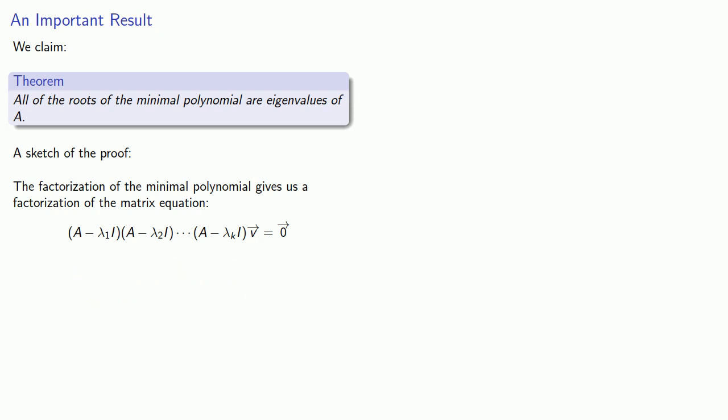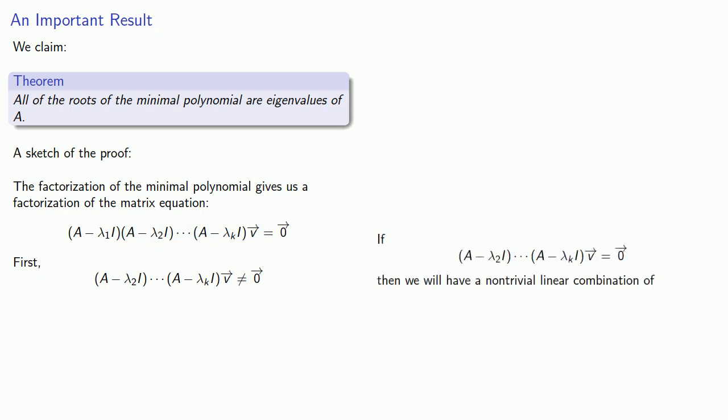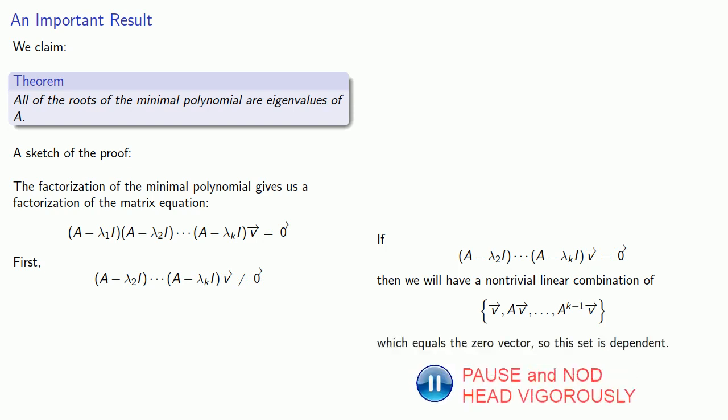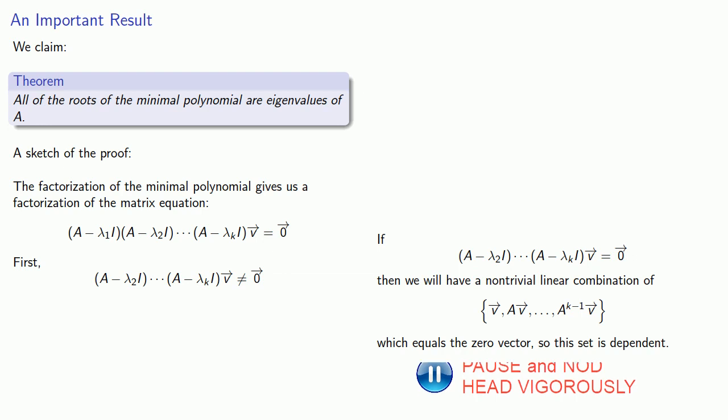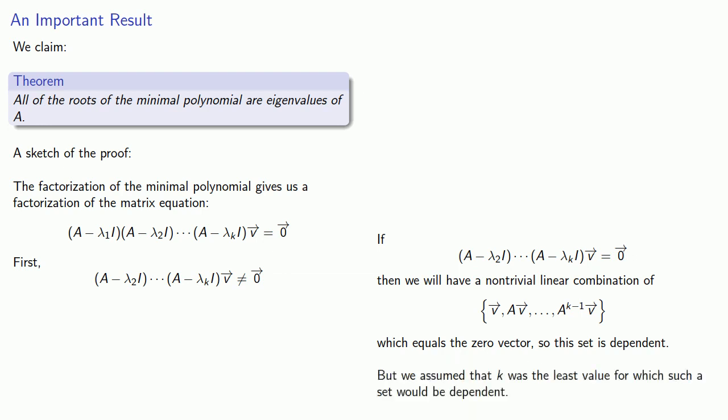And the first thing we note here is that this product consisting of the last few factors with v can't be the zero vector. And the reason is that if it is, then we'll have a non-trivial linear combination of the vectors v through A^(k-1)v, which equals the zero vector. So this set is dependent. But we assumed that k was the least value for which such a set would be dependent.